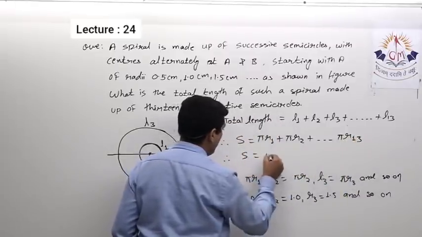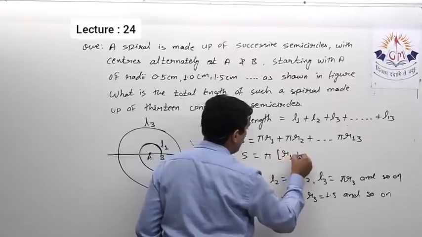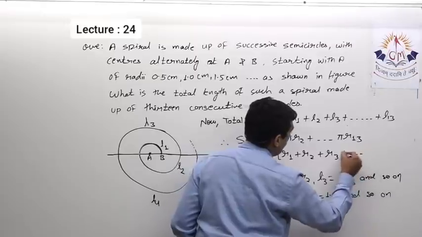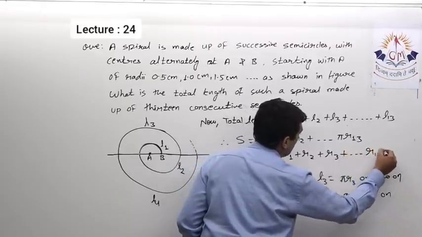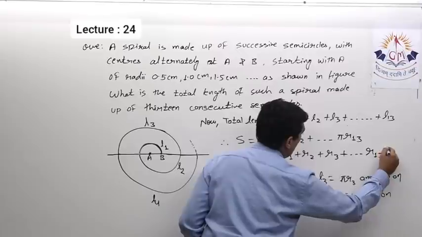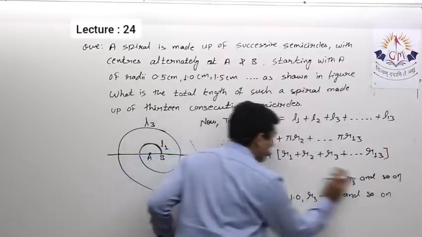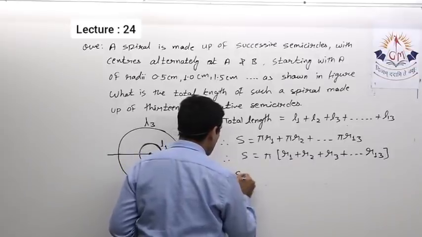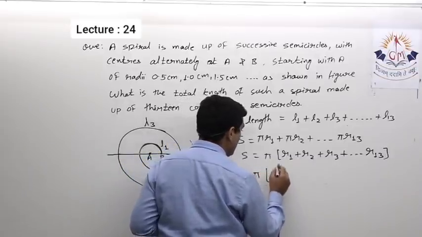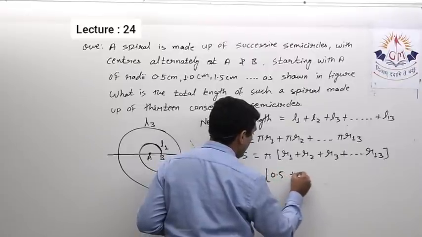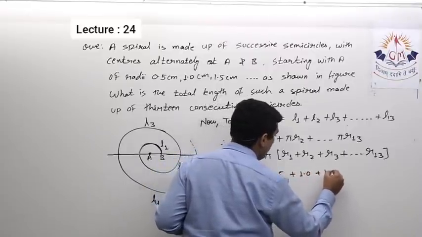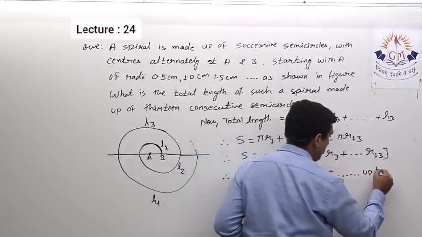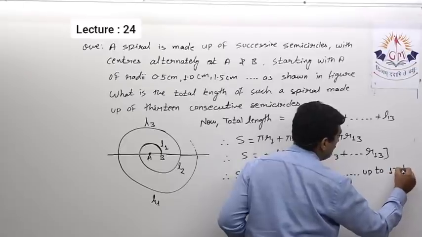Therefore S is equal to, if I take pi common, R1 plus R2 plus R3 up to R13. Therefore S is equal to pi times 0.5 plus 1.0 plus 1.5 up to 13 terms.